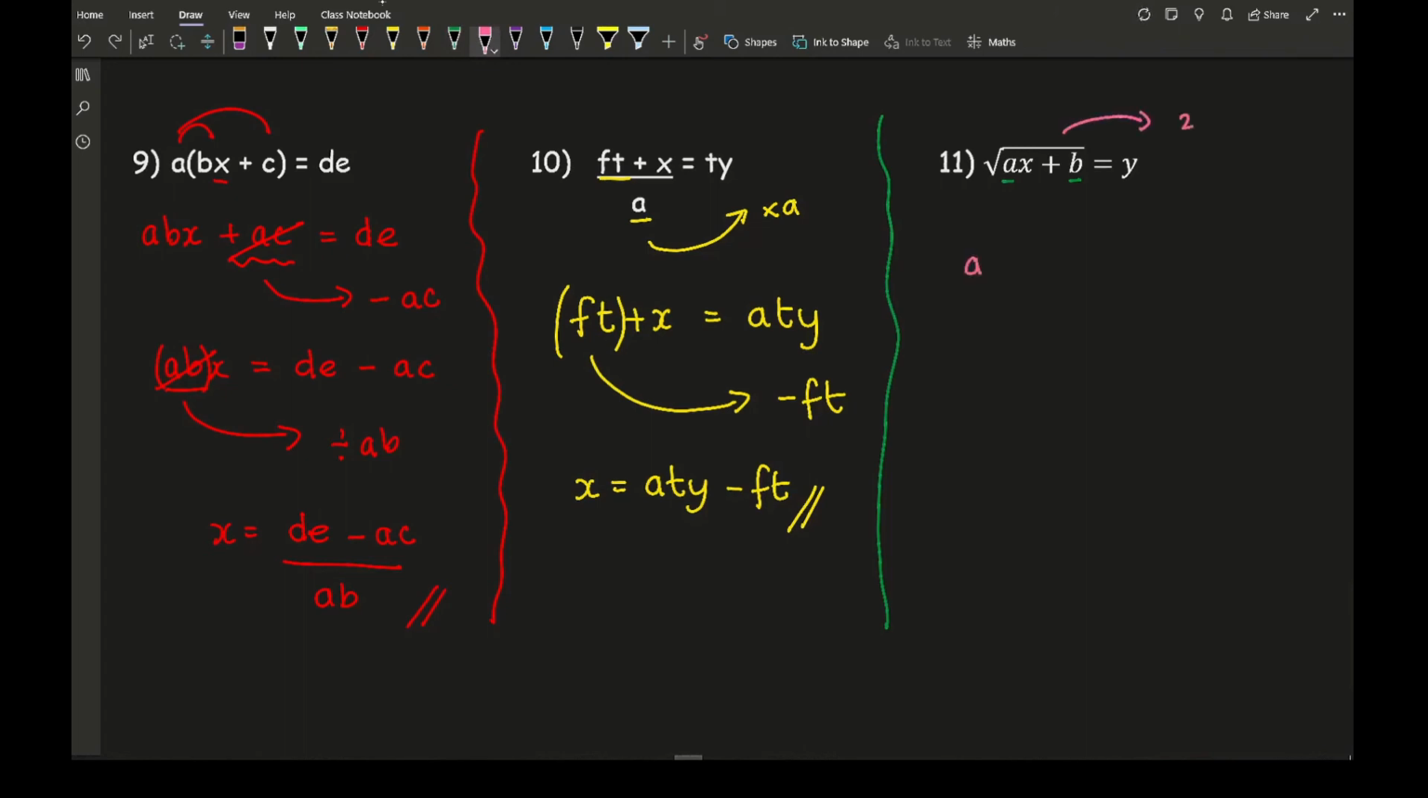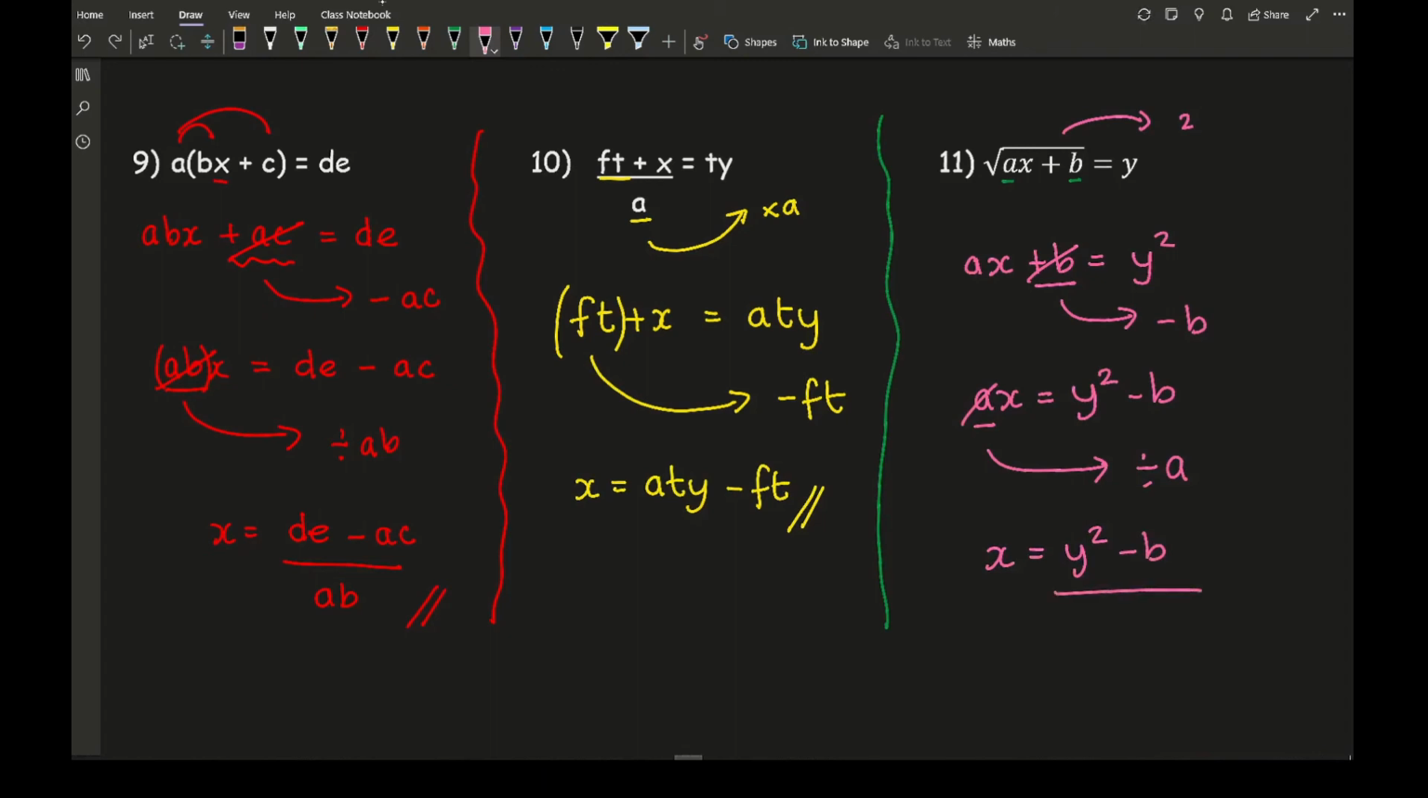So what we've got here is ax plus b equals y squared, and then I want to get rid of the a and the b, so what's further away from x? Well, the plus b. So what's the opposite of adding b? Taking away b, so I've got ax equals y squared minus b, and then I need to get rid of this a. What's the a doing to x? It's multiplying, so the opposite will be to divide by a. So here what I've got left is x equals y squared minus b, and because it's all been divided by a, there is my final answer.